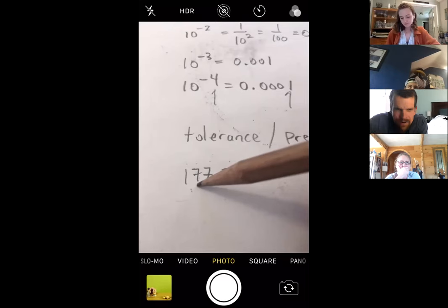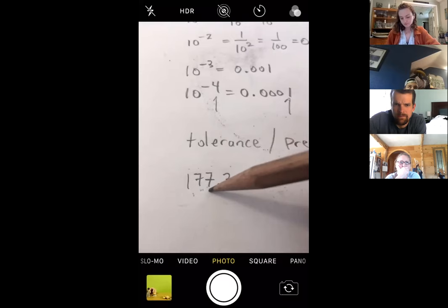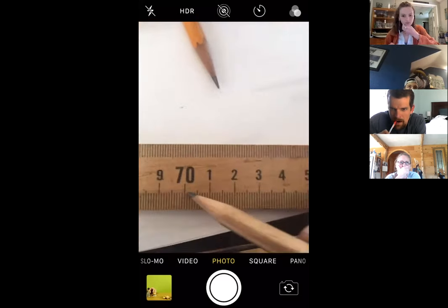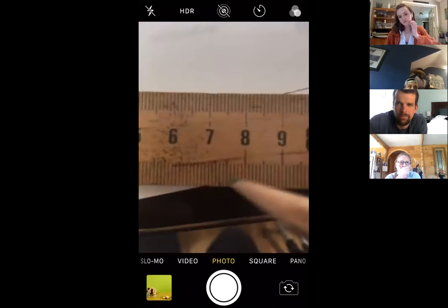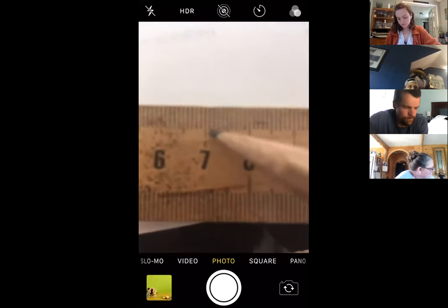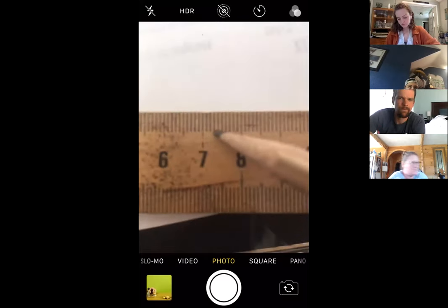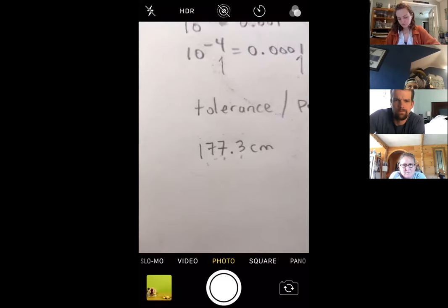170 centimeters tells you that I'm not quite 2 feet. 177 says I'm almost 180, but 3 centimeters short. And this 0.3, that means that if I was really measuring myself carefully, I'm at 177, but I took the time to measure myself to three more little tick marks. 1, 2, 3. I measured myself to the nearest tenth of a centimeter, and I did a good workmanlike job.